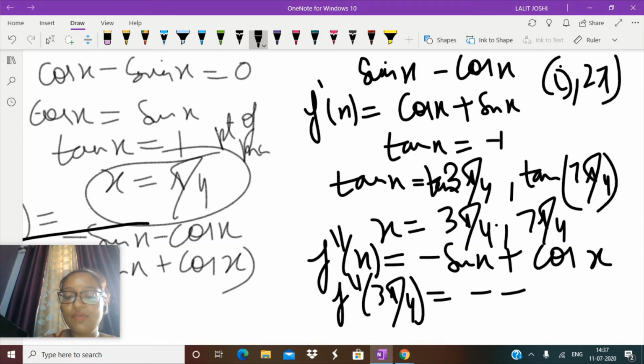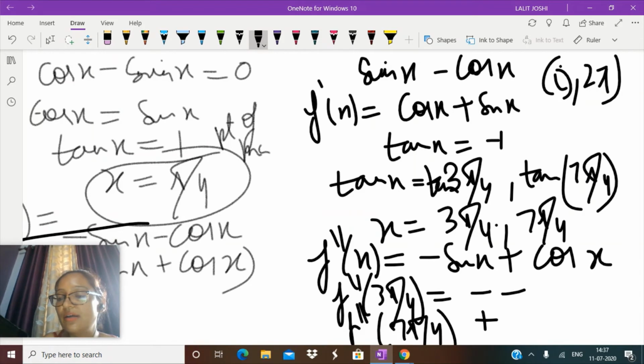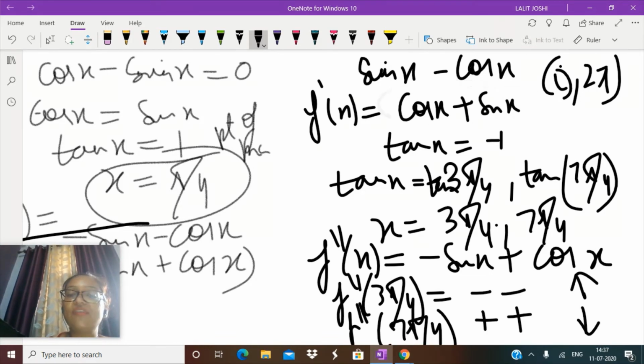Similarly, 7 pi by 4, if I put 7 pi by 4, fourth quadrant pi by 4, fourth quadrant means sign is negative. Negative, negative will give me positive for 7 pi by 4, and cos is positive. So this will be positive. So over here, this is point of maxima and this is point of minima over here. We will put in the original function to find the value, right? So this is how we will be doing this particular question.